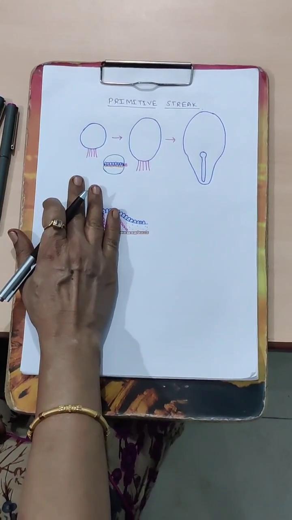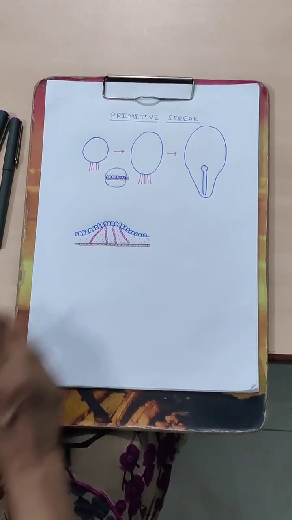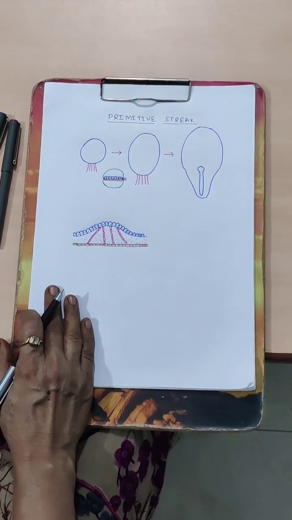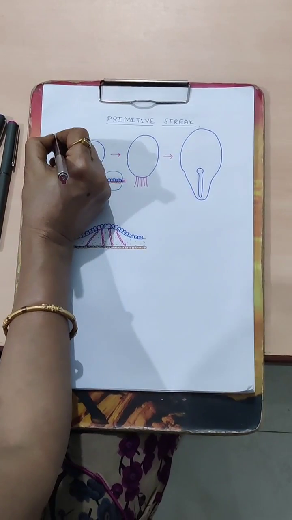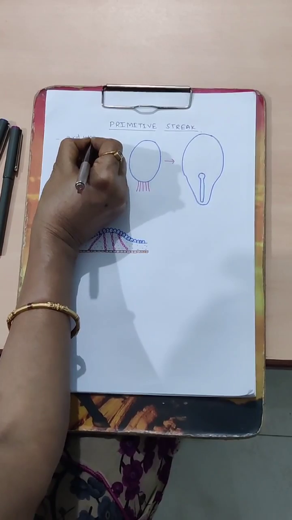Hello dear students, today we are going to learn about primitive streak, which is one of the most important events which occurs in the third week of development.